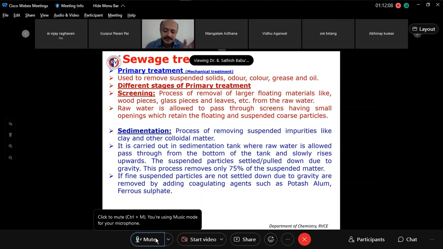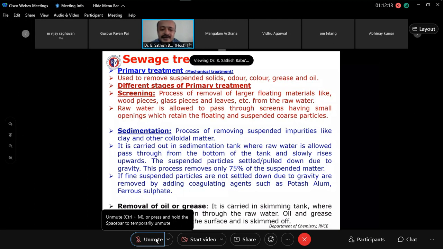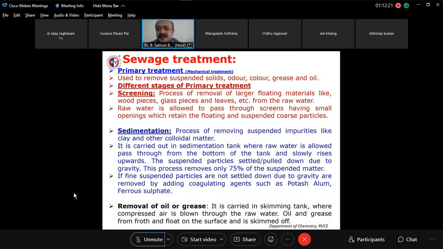Okay. Then oil and grease cannot be removed by sedimentation, right? It is also very light. Oil and grease will have density lesser than water, so therefore you cannot remove it by sedimentation. So how can we remove this oil and grease? It is carried out by a skimming tank.